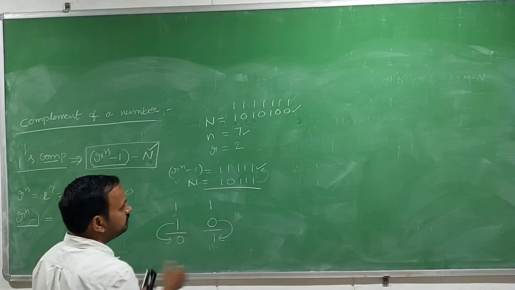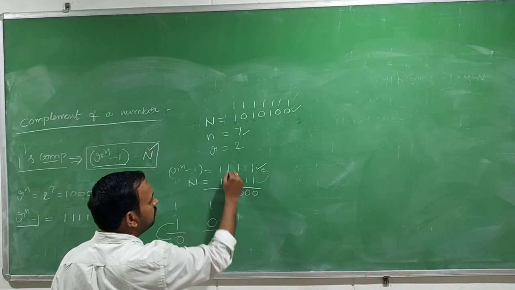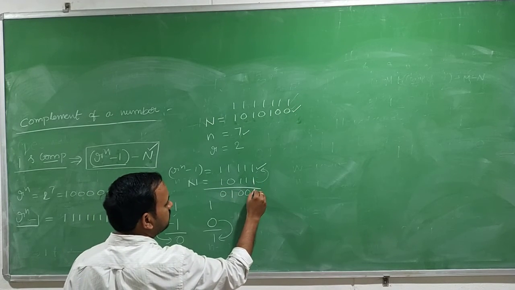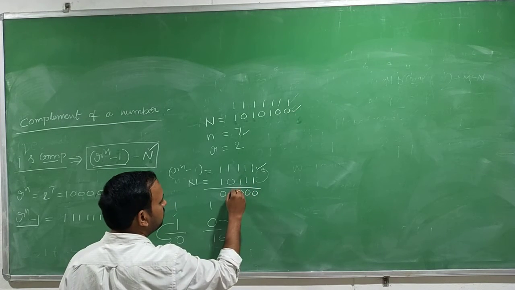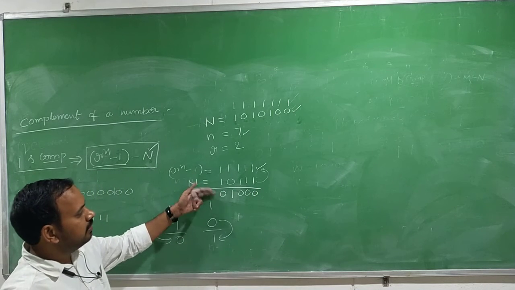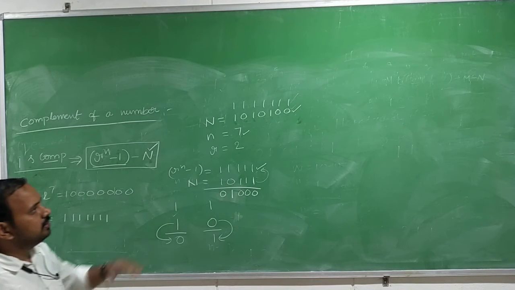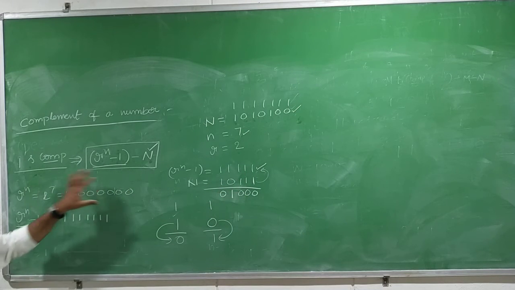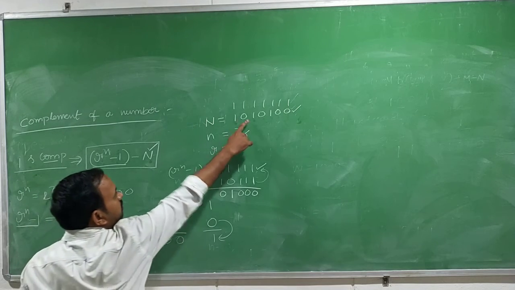Here we will see 1 minus 1 is 0, 1 minus 1 is 0, 1 minus 1 is 0, 1 minus 0 is 1, 1 minus 1 is 0. See here, this 1 becomes 0, this 1 becomes 0, 1 becomes 0, 0 becomes 1, 1 becomes 0. So it is inverted. In ones complement, we can directly write the given number in inverted form, and that will become the ones complement. This is the procedural way.